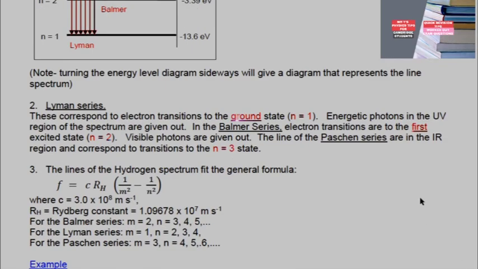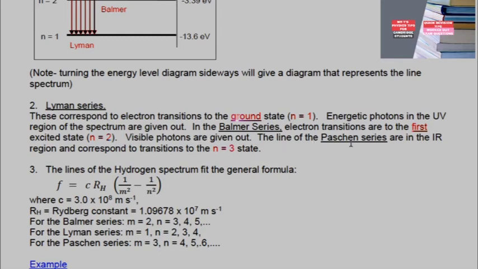So Lyman series, as we have said, corresponds to electron transitions to the ground state, n is equal to 1. Energetic photons in the UV region in the spectrum are given out. So this is beyond the visible range. In the Balmer series, electron transitions are to the first excited state, which is n is equal to 2. Visible photons are given out. So here we have some in the visible region.